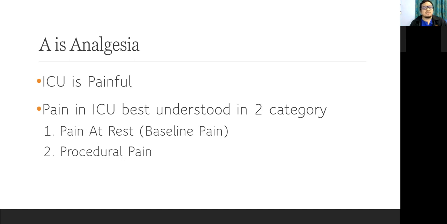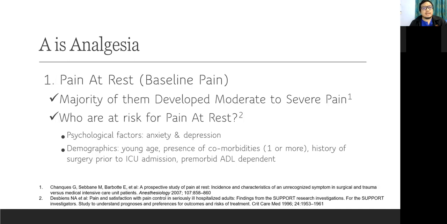So pain in ICU is best understood in two categories: pain at rest, which is the baseline pain, and procedural pain. For pain at rest, the majority of patients in ICU develop moderate to severe pain. Who is at risk for pain at rest? Continuous pain all the time. Patients who had anxiety and depression illness before the ICU. If the patient is of younger age, has more than one comorbidity, or has a history of surgery prior to ICU admission, meaning the patient went to the OT for laparotomy and so on and then to the ICU, this kind of patient will understandably have pain at rest. And also patients who were ADL dependent premorbidly before the ICU.